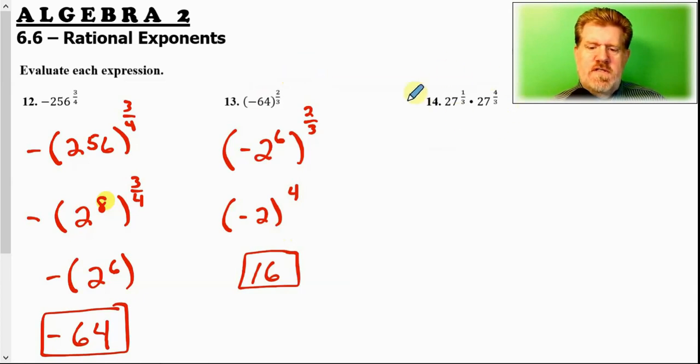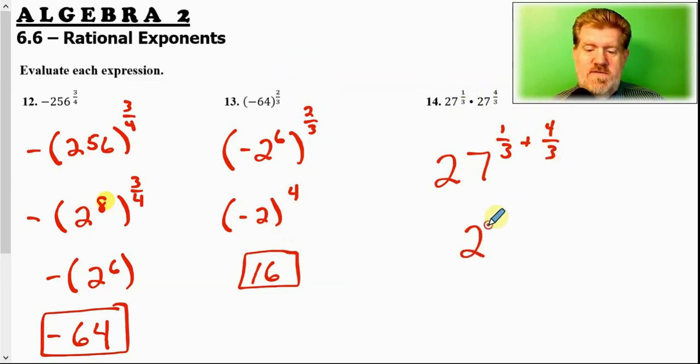Let's do one with the same base. This is nice. The same base means we just add the exponents. Remember, when you multiply with the same base, you add the exponents. This is just 27 to the 1/3 plus 4/3. Well, that's a nice easy one to add. It's 27 to the 5/3.